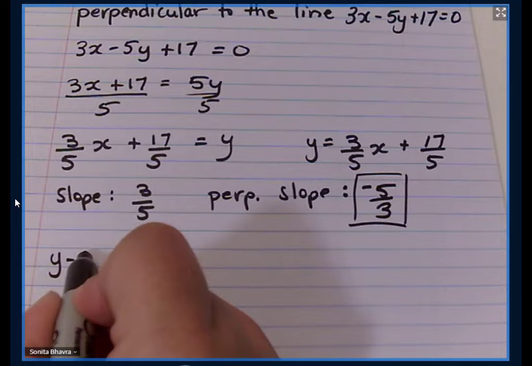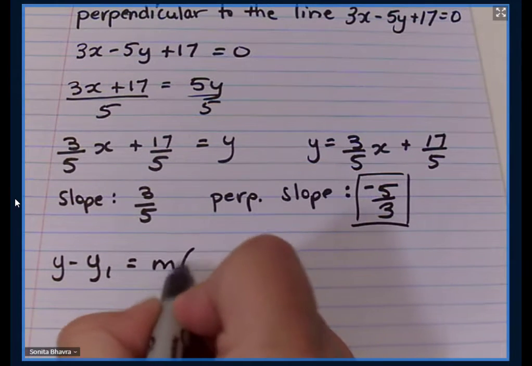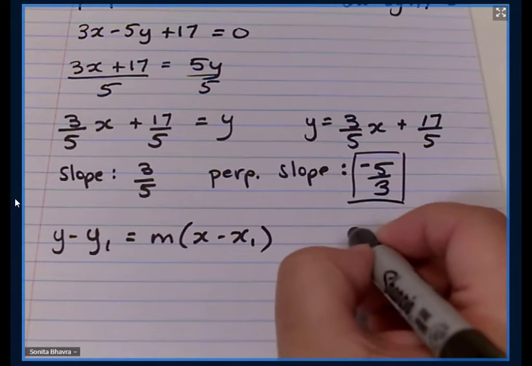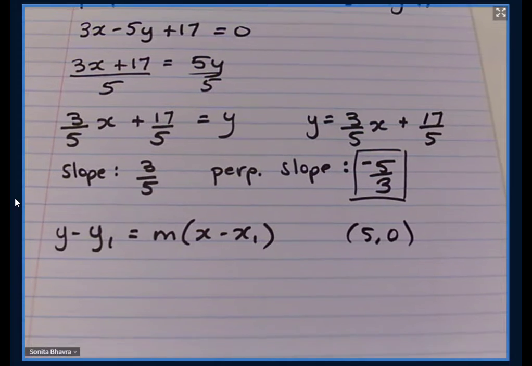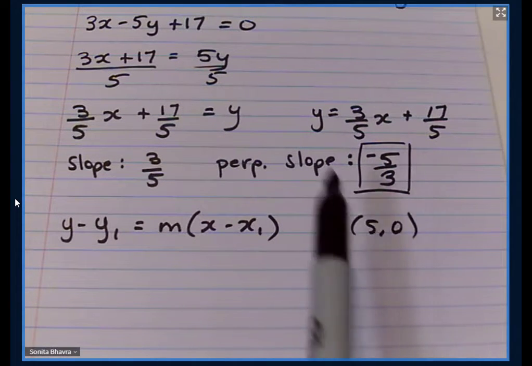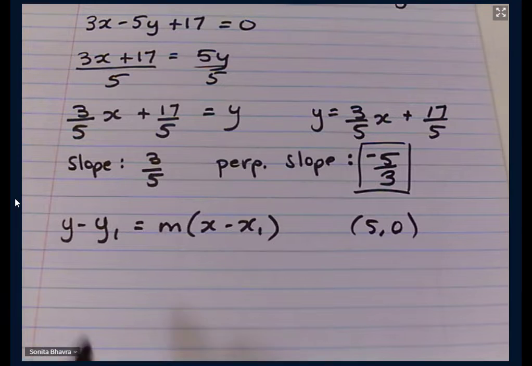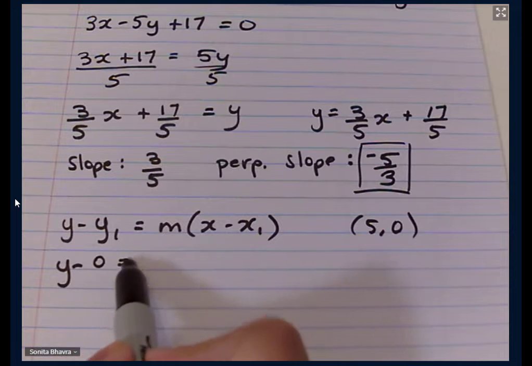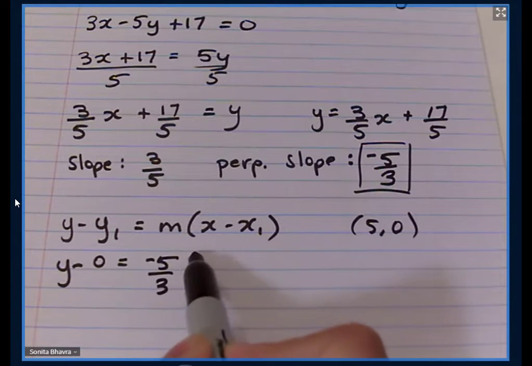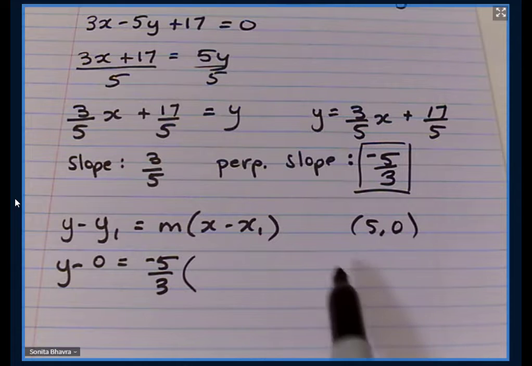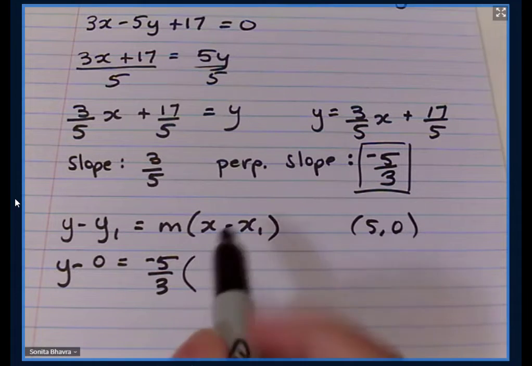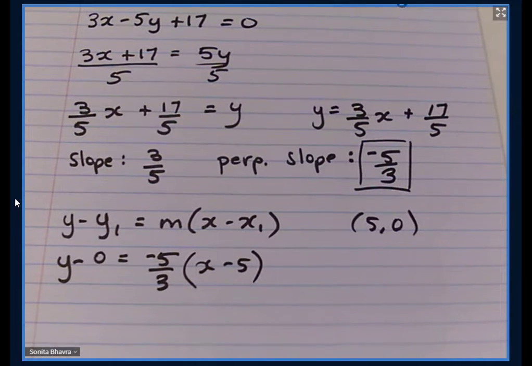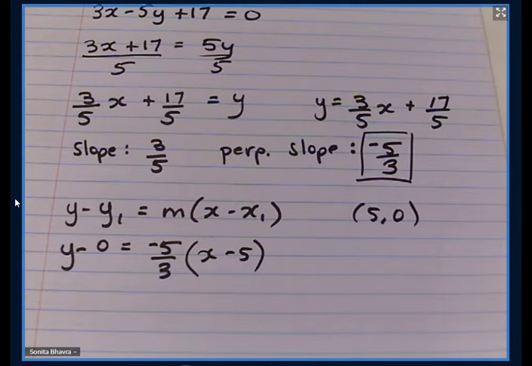Again, slope point form is y minus y1 equals m, x minus x1, and the point we're using is (5, 0). I'm just going to put that here on the side. That's the point we're using, and we already know what our slope has to be. It's negative 5 over 3. So we end up with y minus 0 equals negative 5 over 3, x minus 5. There's our point for x.